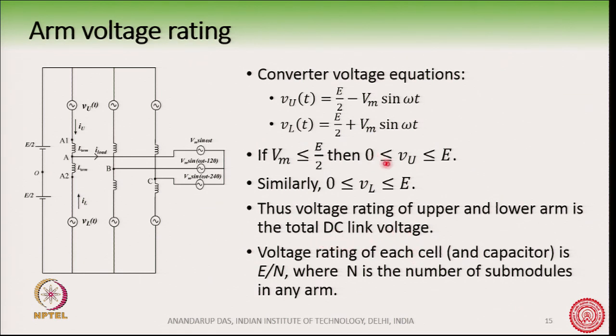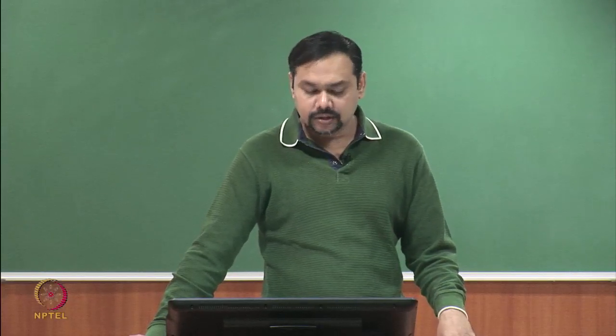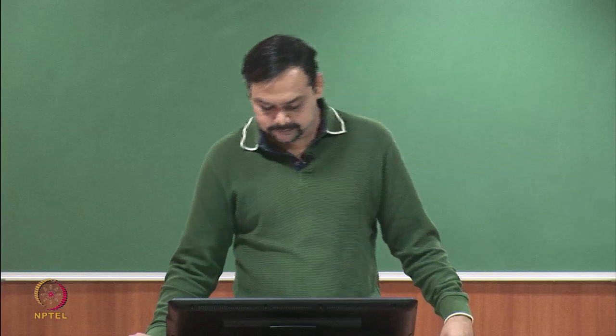Which means this arm here and this arm, the total voltage that needs to be produced by this arm as well as this arm is equal to the DC bus voltage. So, this E is the total DC bus voltage. So, for the upper arm as well as the lower arm, the voltage that needs to be produced from them is capital E, or the total DC bus voltage.